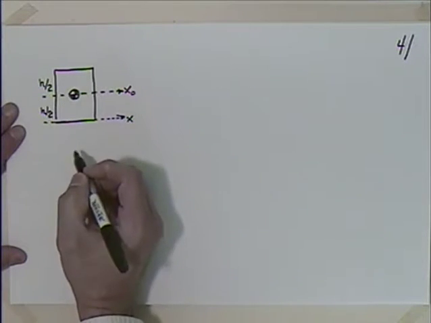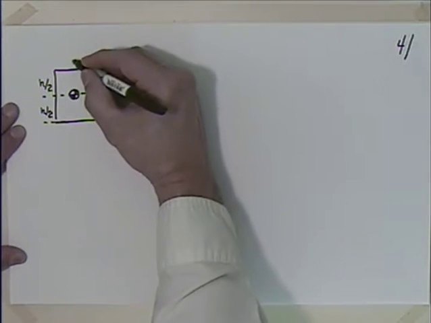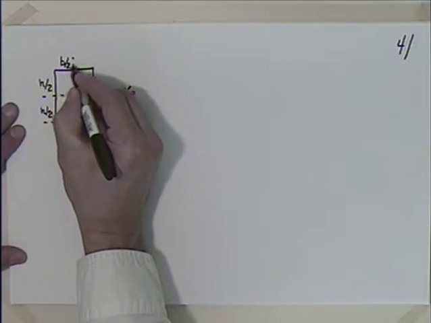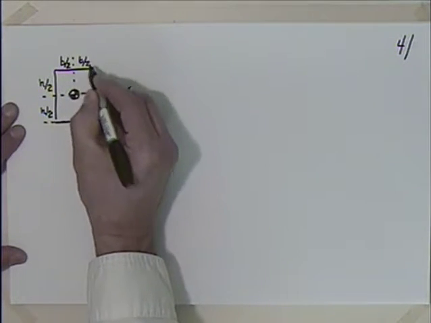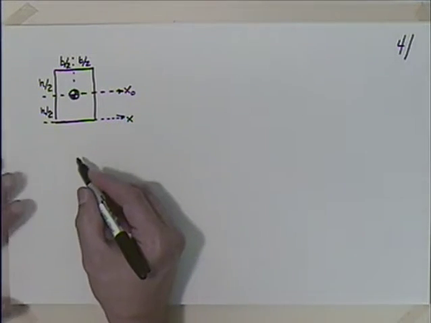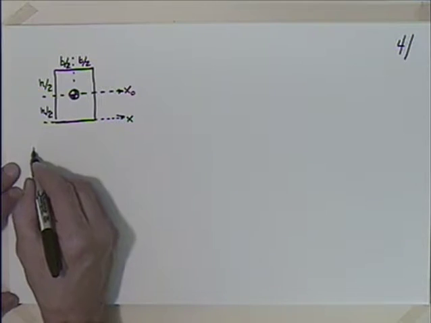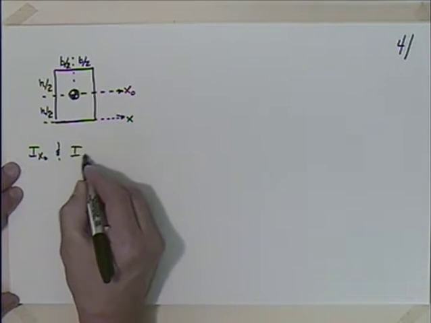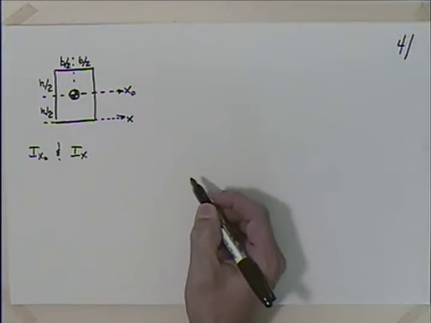So our cross-section has a height of h. And then I will say that this distance here is the base divided by 2, and this is the base divided by 2. So it's base times height that is the cross-section. And we'd like to find I about x naught, and we'd like to find I about x.